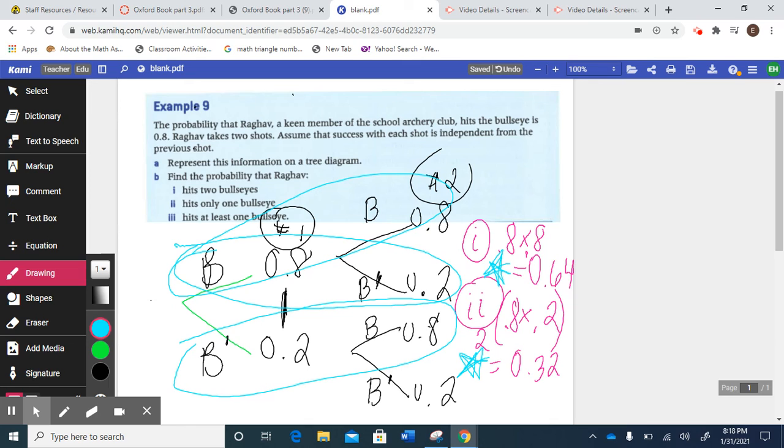We did the bullseye, bullseye, and then we did the makes only 1. So I'm just going to add up the 2 results that we got from the first part. So 0.96. And there we are.